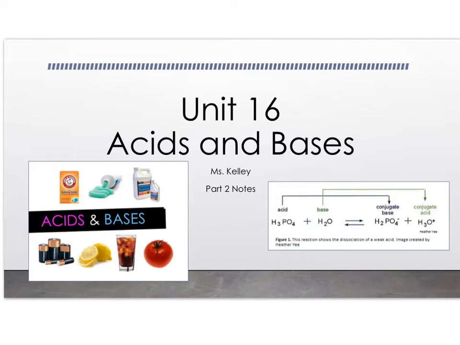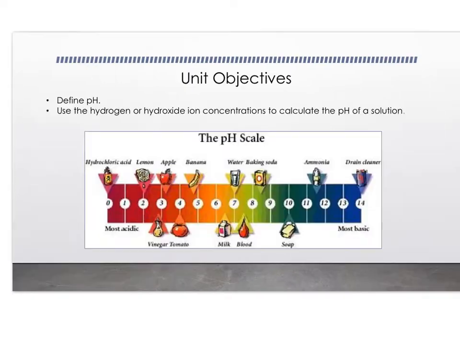This is Unit 16, Acids and Bases, Part 2 Notes. By the end of this unit, you should be able to define pH and use the hydrogen or hydroxide ion concentrations to calculate the pH of a solution.